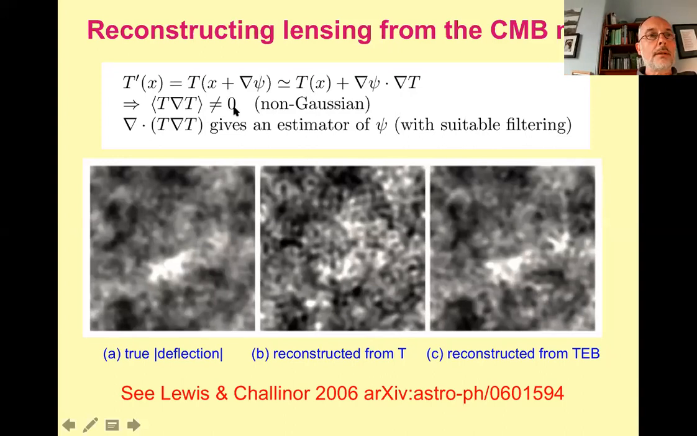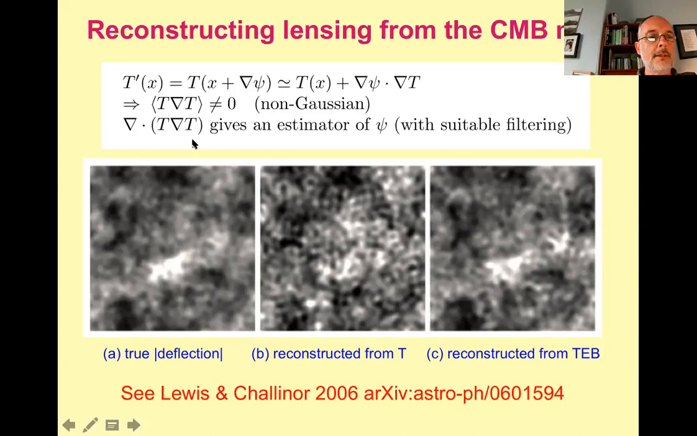So again, if you look at this expression for the change in the temperature, if you think about taking the divergence, construct the correlation between temperature and the gradient of the temperature, that pulls off something that's proportional to the gradient of psi. You take the divergence of that, you can get something that's proportional to del squared psi. So you can construct an estimator of either the lensing potential or the convergence by this strange nonlinear combination.